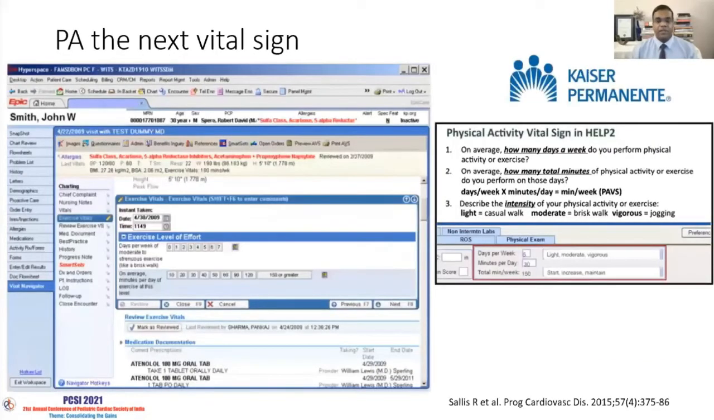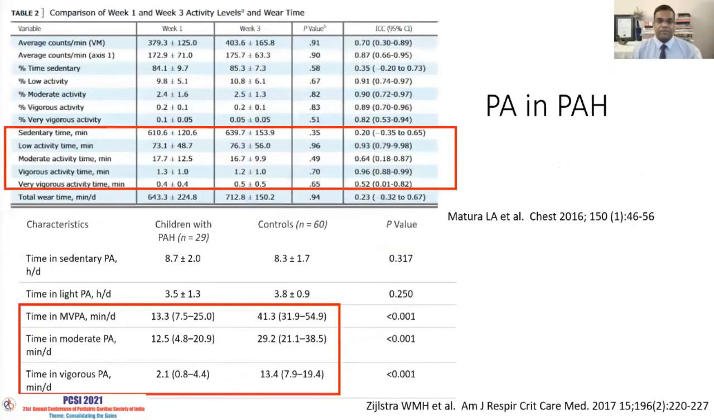Physical activity is another important assessment that can be done, and it can be done in just 2 simple questions: how many days a week do they exercise and for how long? And that gives the total minutes per week of physical activity. The intensity can also be made note of as light, moderate, or vigorous.